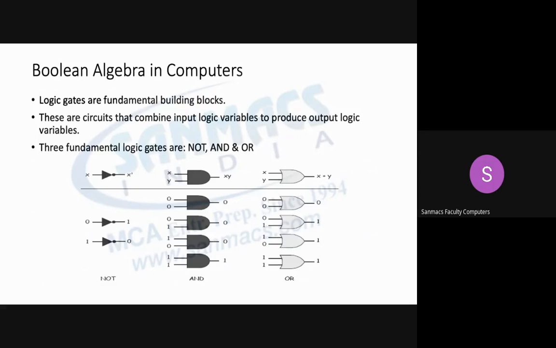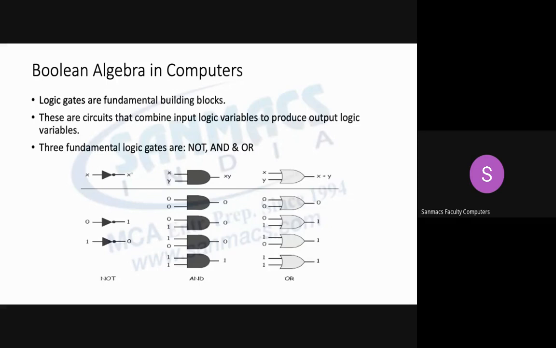Okay, so now we're going to talk about Boolean algebra in computers. Logic gates are fundamental building blocks. These are circuits that combine input logic variables to produce some output logic variables. The three main fundamental logic gates are NOT, AND, and OR. These are the exact same Boolean operators that we just talked about.